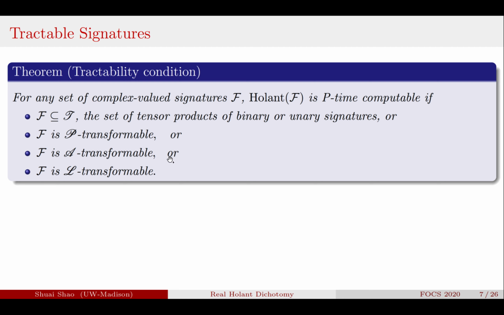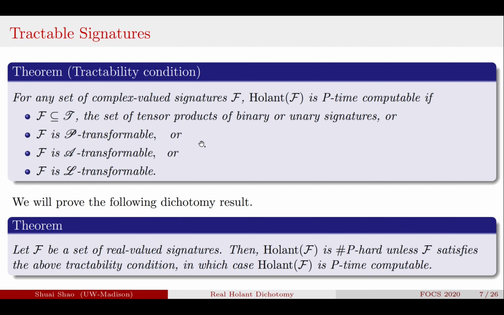It's known that the Holant problem specified by a signature set F is tractable when this signature set satisfies this tractability condition. Now, what we will show is that the Holant problem specified by a signature set script F is #P-hard when it does not satisfy this tractability condition. Thus, we get the dichotomy.